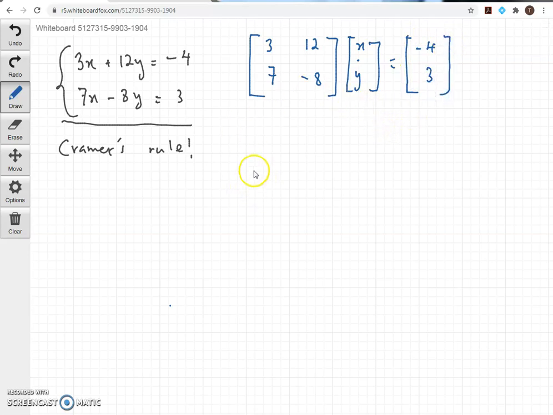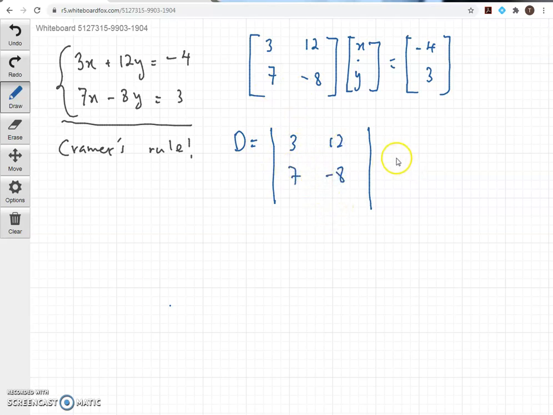Alright, so for the first part, if you want to use Cramer's rule, you need to find the value of D. D can be obtained by using the determinant. Always bear in mind that a determinant is written in a vertical bracket. So immediately write the vertical bracket and put the values 3, 12, 7 and negative 8 into it.